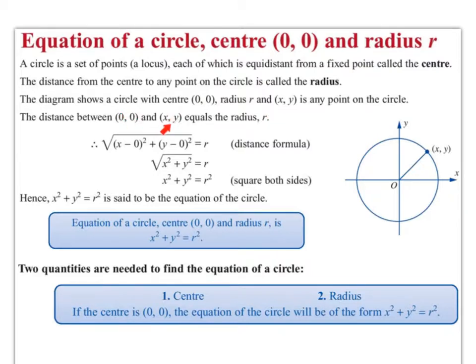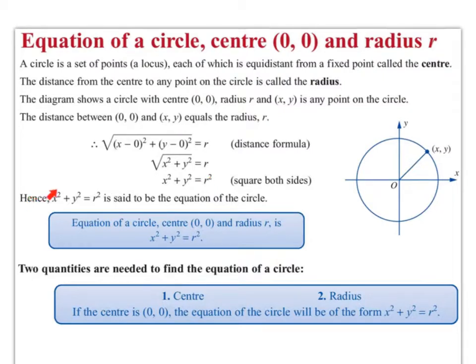So subbing these two points into the distance formula, we get the square root of (x minus 0) squared plus (y minus 0) squared is equal to r. So r, being the radius, is the distance from the centre to the point. This simplifies to the square root of x squared plus y squared is equal to r. And the square root comes over the equal sign and becomes squared. So we get x squared plus y squared is equal to r squared. So this is the equation of a circle with a centre (0, 0).